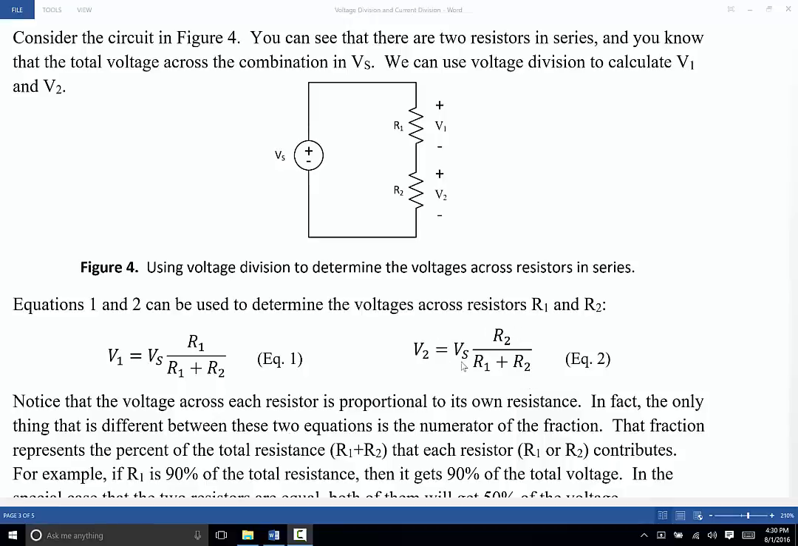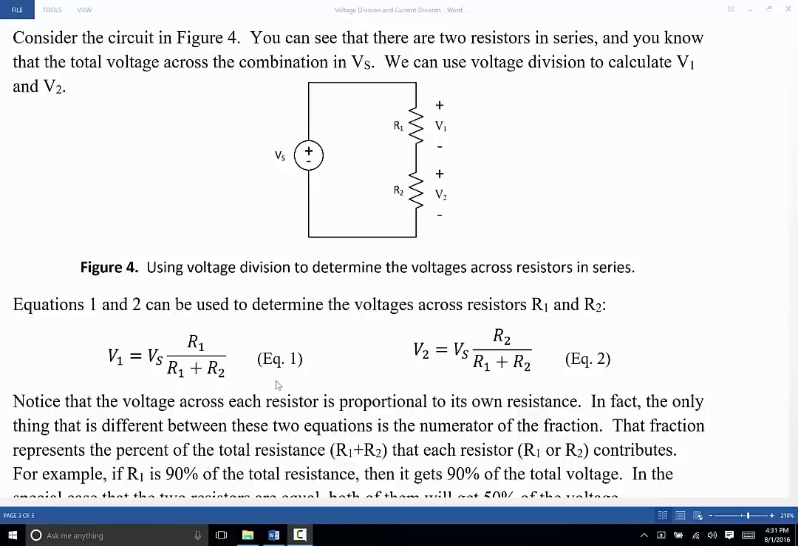V2 equals Vs, the total voltage, multiplied by a fraction, and that fraction represents what percentage of the total resistance is contained in R2. Now, an interesting thing is that absolutely, positively, V1 plus V2 has to add up to Vs. We absolutely know that. By Kirchhoff's voltage law, that has to be the case. Minus Vs plus V1 plus V2 equals 0, so Vs equals V1 plus V2.